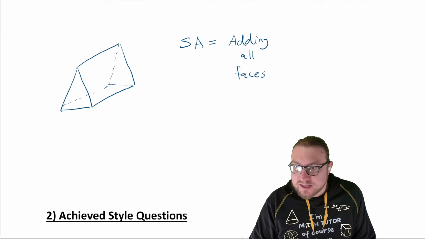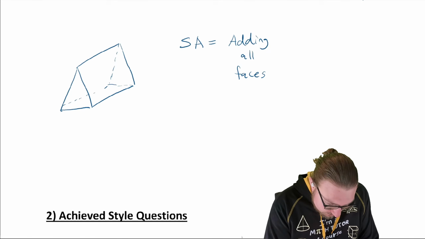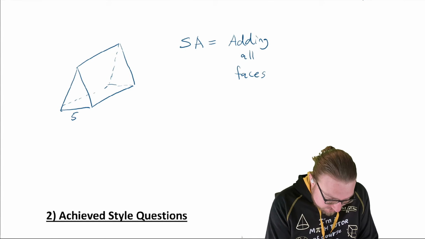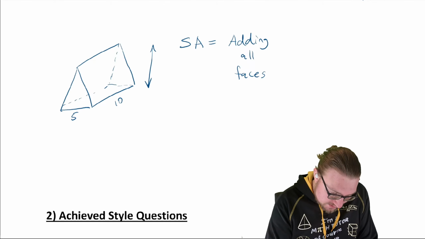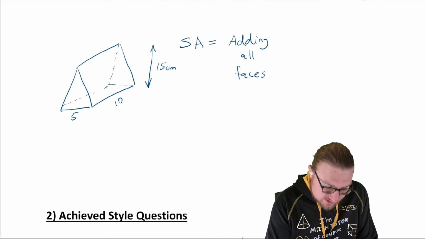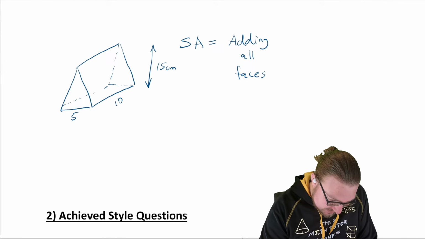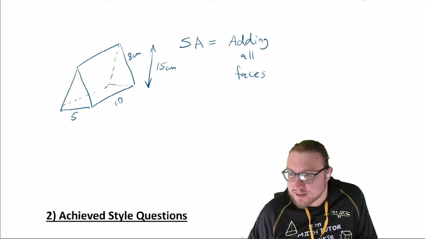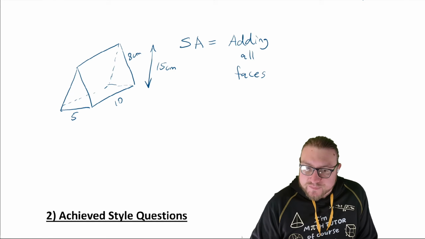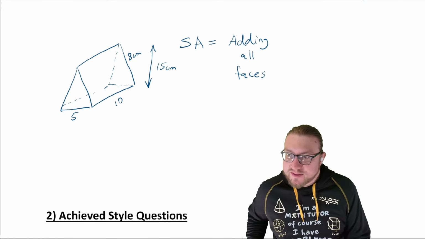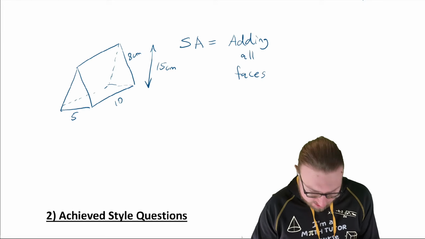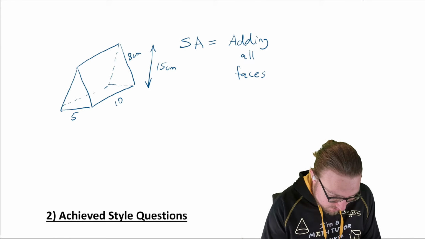Let's have a look at the shape that I've drawn here. If we are told that this is 5 centimeters, this is 10 centimeters, our height is, let's say, 15 centimeters. And we might need the slant as well. Let's say this is 8 centimeters. I'm just making these numbers up just to showcase. This probably won't actually exist just like that. The numbers are not going to work together, but it's just to showcase what we would do.